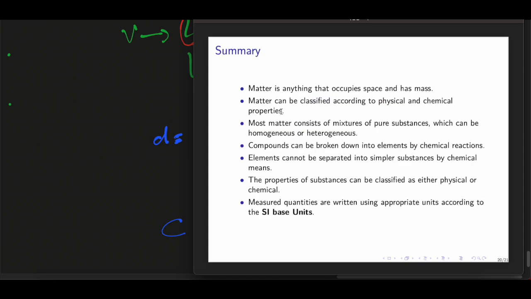That's all for the lesson of today. So as a summary, matter, we've seen that it is anything that occupies space and has a mass. Also, we can classify matter according to physical or chemical properties. Most matter consists of mixtures of pure substances, and mixtures can be either homogeneous or heterogeneous. Compounds can be broken down into elements by chemical reactions. Elements cannot. The properties of substances can be classified as either physical or chemical, and also the measured quantities are written using appropriate units according to the SI base units, and so on.